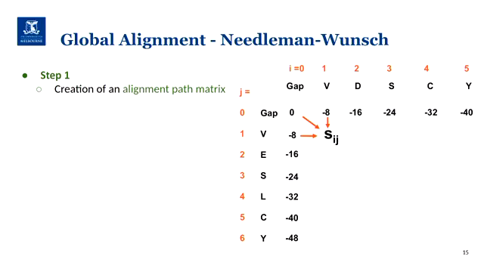So you basically have 2 sequences. This is an amino acid sequence, VGSCY, and you have the other one, VESLCY. You basically put one as columns, the other one as rows. And this is my alignment path matrix, Sij, and it has i columns, j lines, which are the sizes of the 2 sequences, which could be different. In this case, it's 5 and 6.